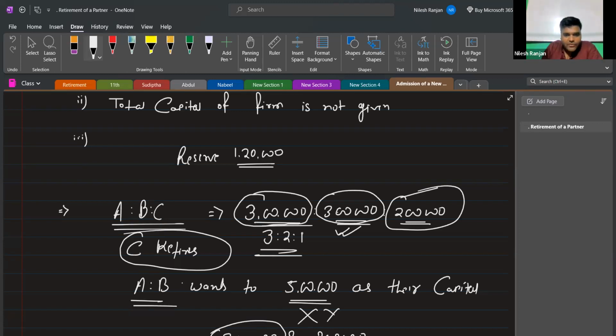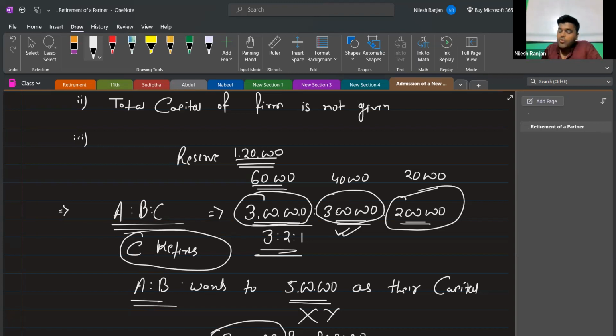So 3 lakh and 3 lakh is their opening balance. And if you distribute this 1,20,000 between partners, A will get 60,000, B will get 40,000, and C will get 20,000. So the adjusted capital of A will be 3,60,000, as we have added this reserve, and the adjusted capital of B is 3,40,000. So the total adjusted capital will be 7 lakh. Is that clear?